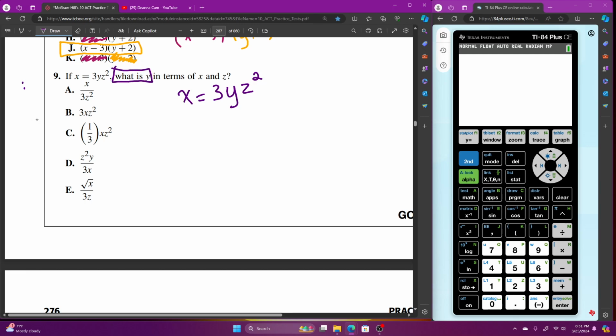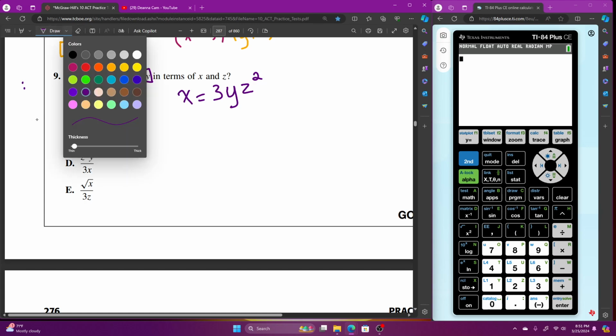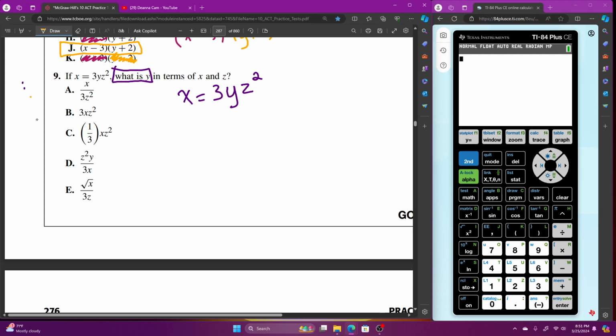ACT just seems to love to do this on this practice test. So what is going on with the 3yz squared? What are all of these little things doing together? What's invisible? They're multiplying. How do we get rid of stuff that's multiplying? We cancel it to 1 with division.